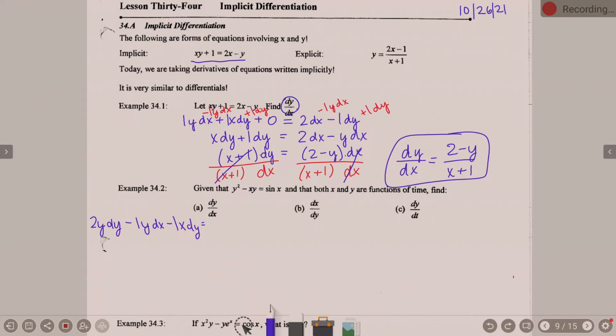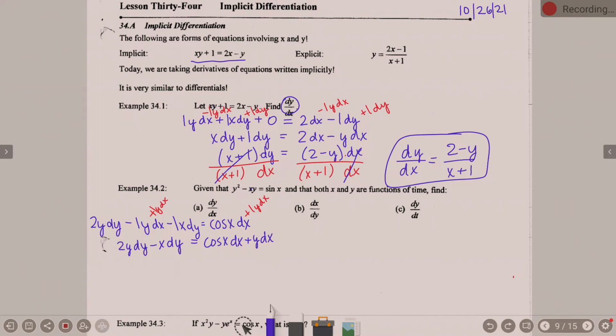Equals, what's the derivative of sine x? Cosine x dx. My job at this point is what? We want dy's together on one side, which my dy's already are on the left, so I'm going to leave them. I want dx's on the right, so I'm going to add y dx to the right. So then I end up with 2y dy minus x dy equals cosine x dx plus y dx.